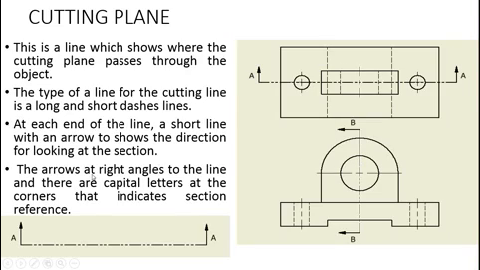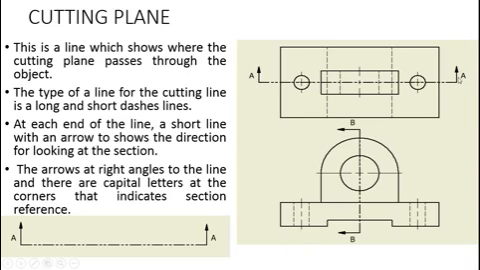The arrows are at a right angle to the line, and there are capital letters at the corners. That indicates the section reference. So you can see that this one at the top here, just next to the arrows, you have A, and then on the other side you also have A.